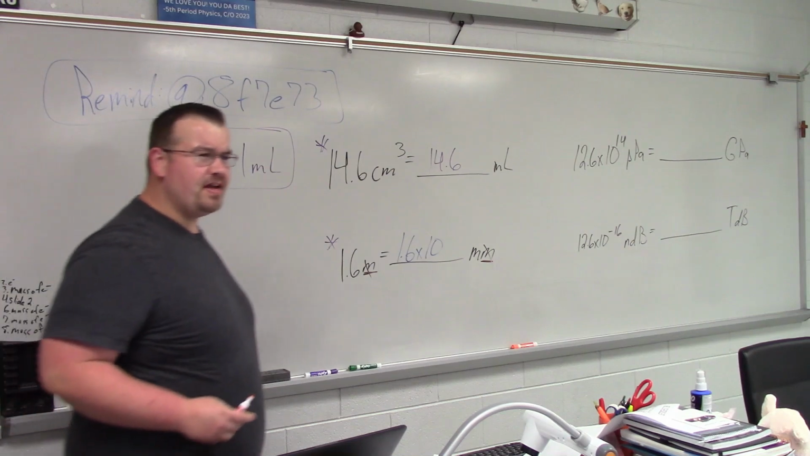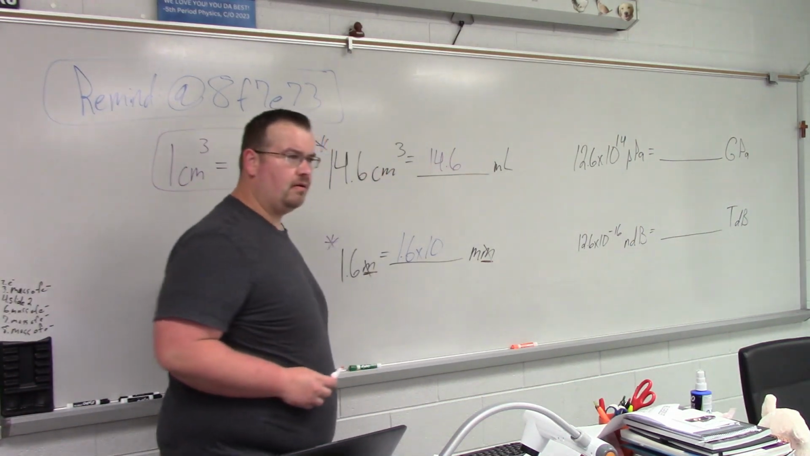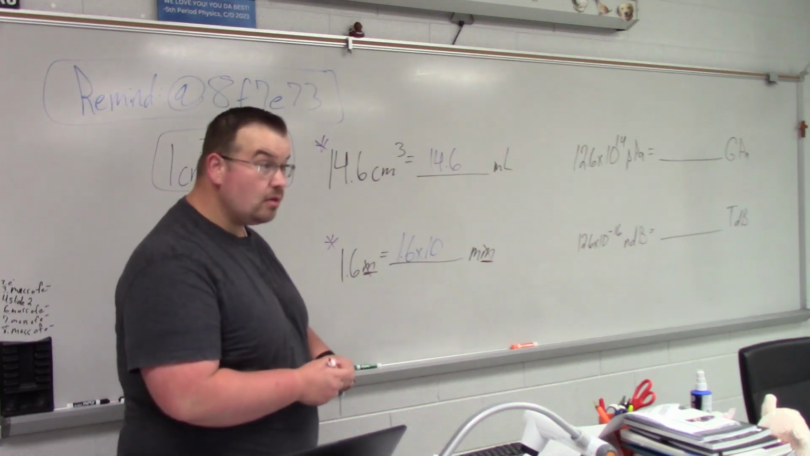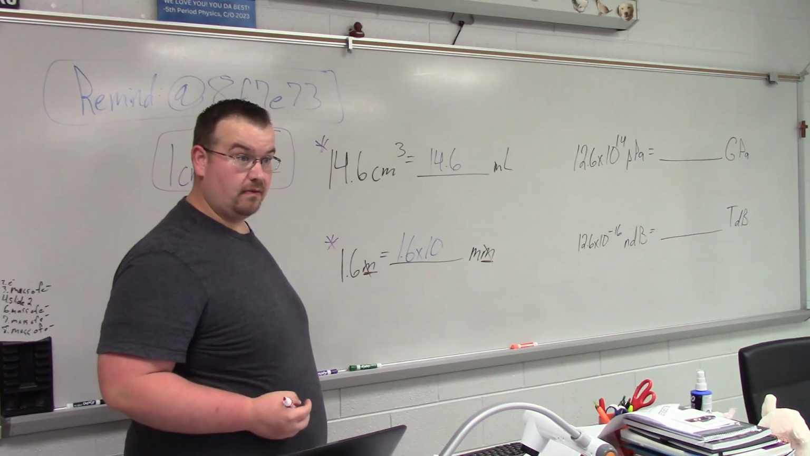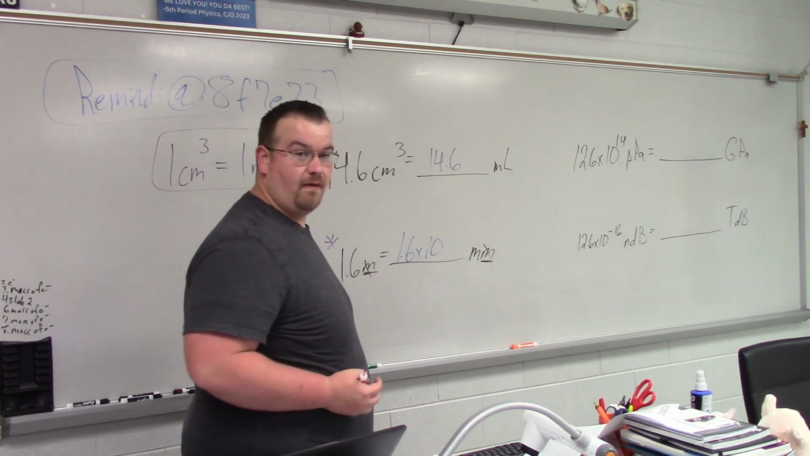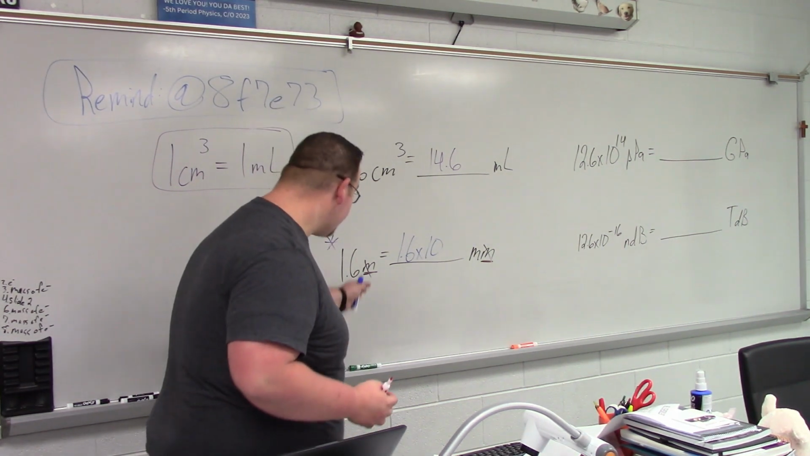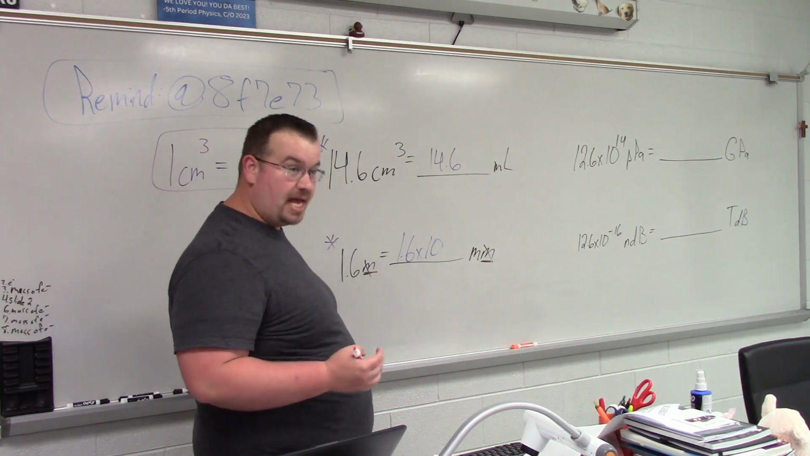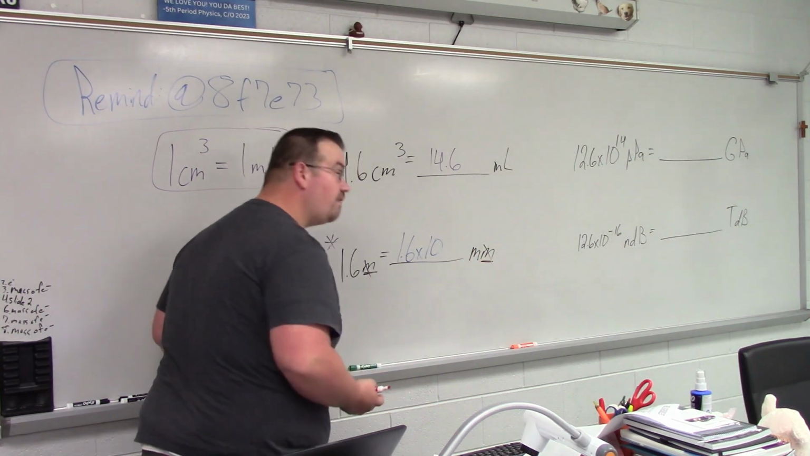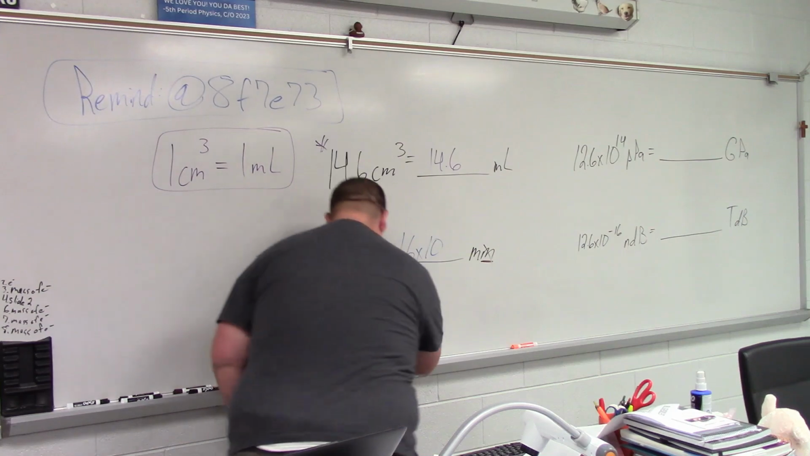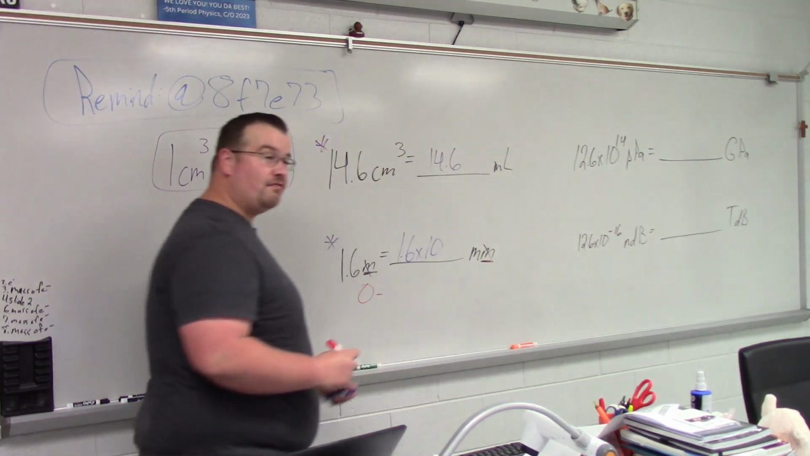Then you look at the difference in the prefixes. Is there a prefix here? No. How do you know there's no prefix? There's nothing there. Meter. What is this called? The base unit. Which is the exponential value of what? 0. Very good.